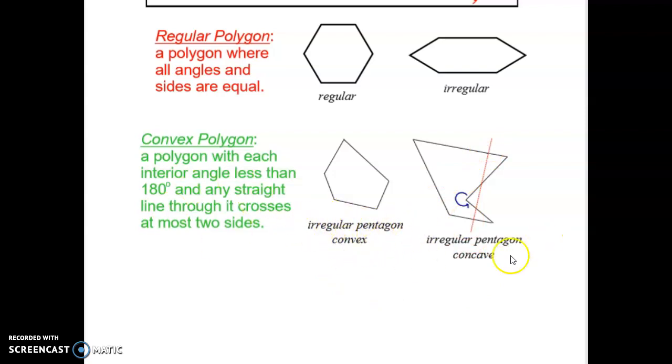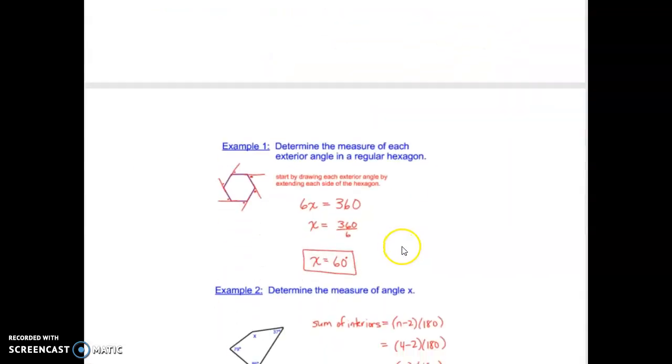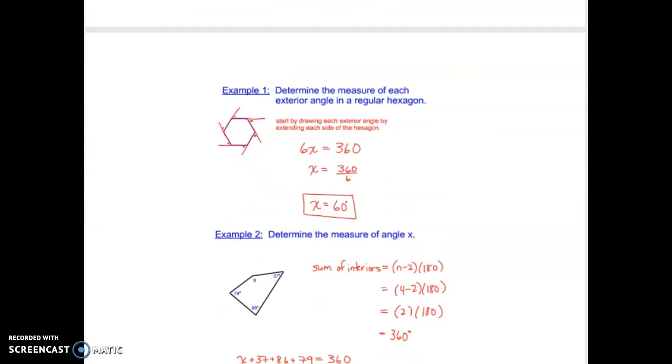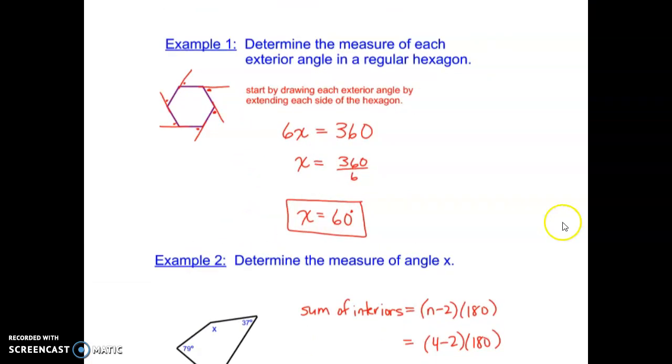convex. This is for your knowledge only. I'm not going to be testing you on these words, concave and convex. But you probably have heard them in science class as well. Okay, so let's look at some examples.